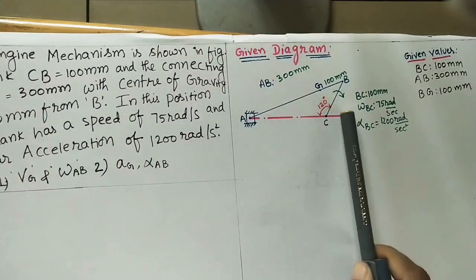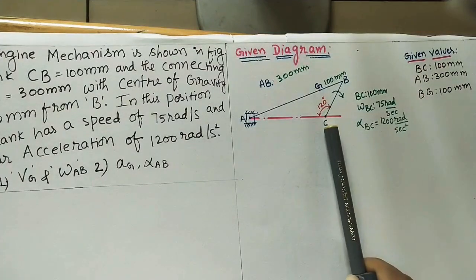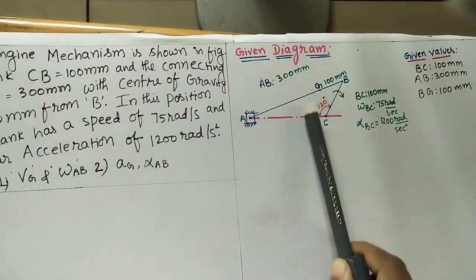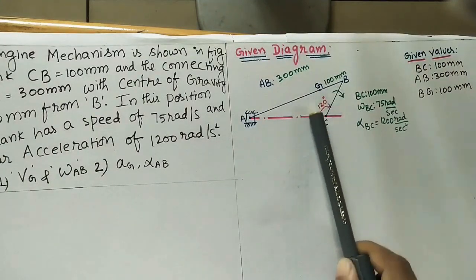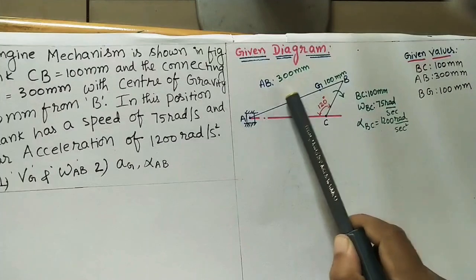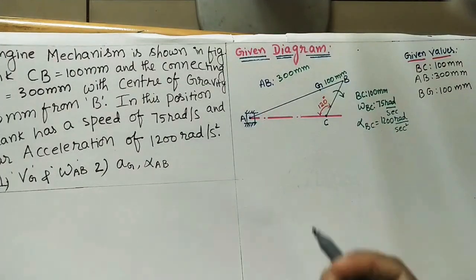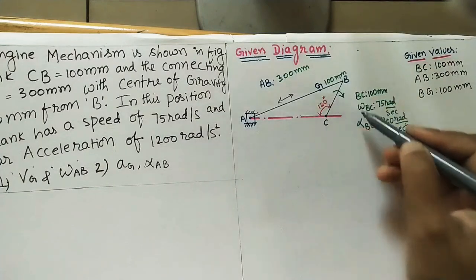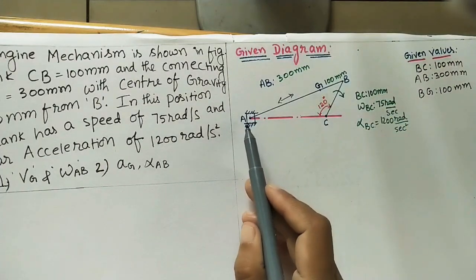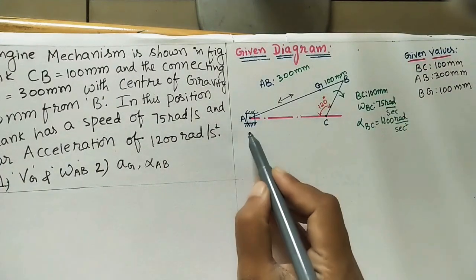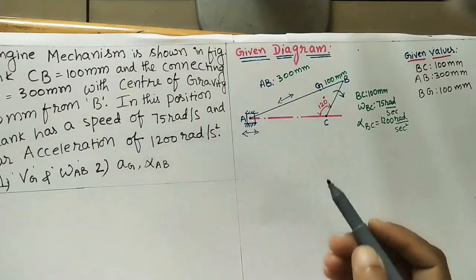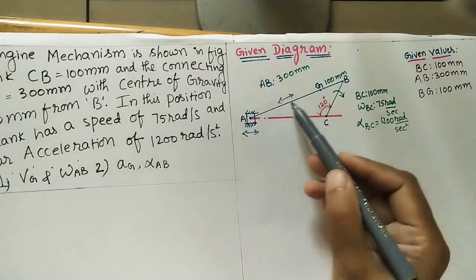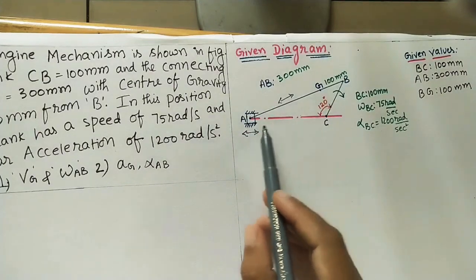In this mechanism, this C is a fixed point, BC is the crank given, it is rotating clockwise. Whenever it is rotating, this connecting rod will move up and down. The arrows will be like this. It will slide up and down whenever it is moving. And A is a slider. The slider will move in the horizontal direction like this. So rotation of this crank will make this connecting rod move up and down, and A will slide horizontally.